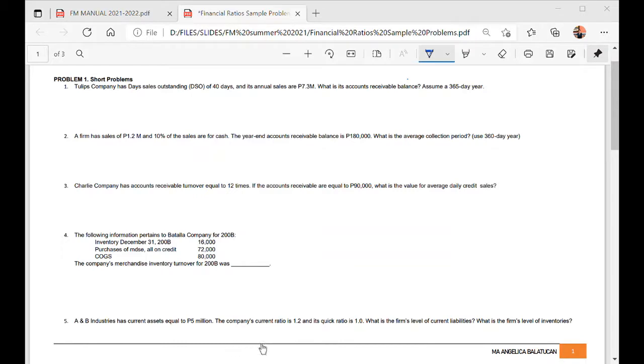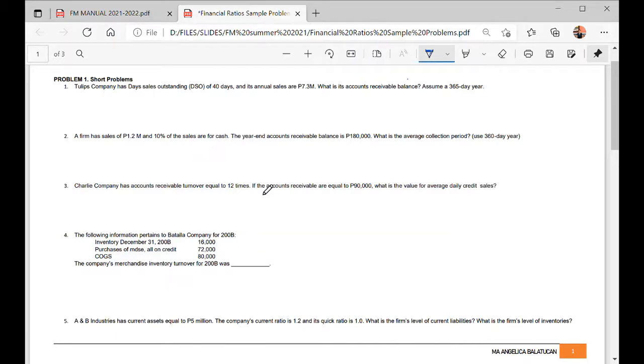Okay, so we have here the chosen items. The first one is for Tulips Company. The given is the day sales outstanding of 40 days with annual sales of 7.3 million. Then the accounts receivable balance is asked, assuming a 365-day year. The accounts receivable balance can be computed if we already have in mind the appropriate formula that can solve for this problem.